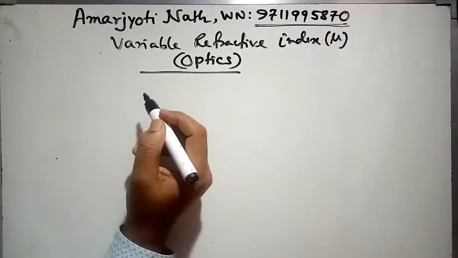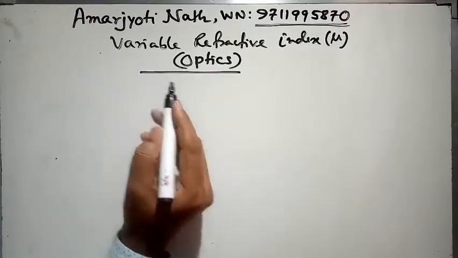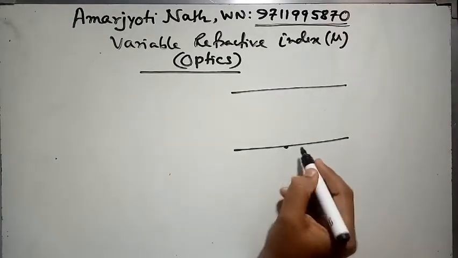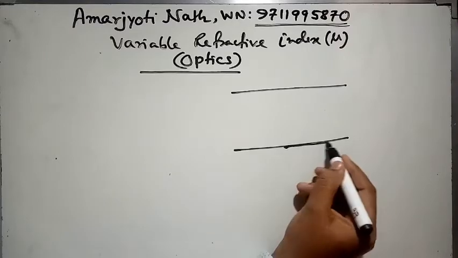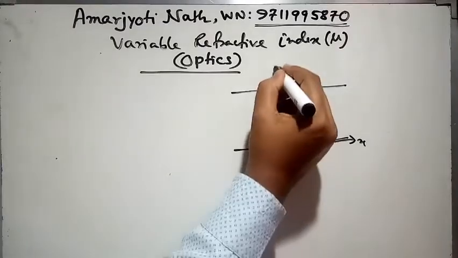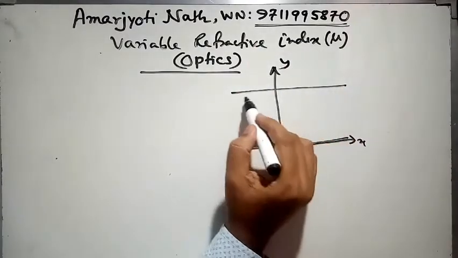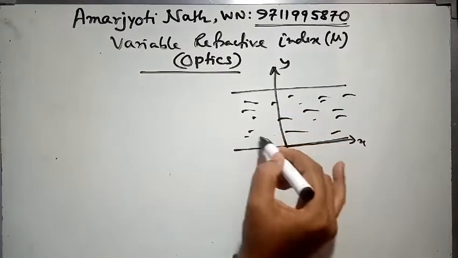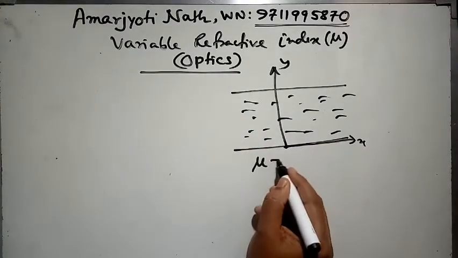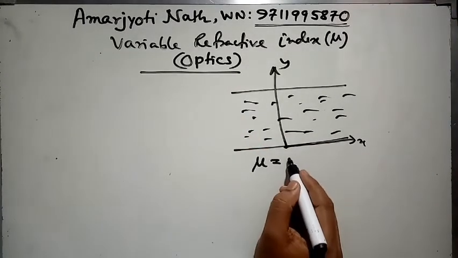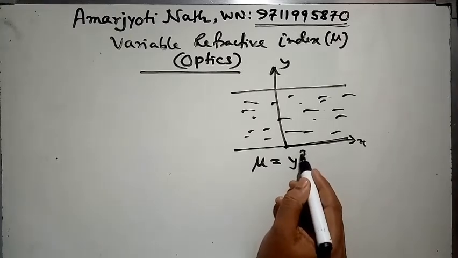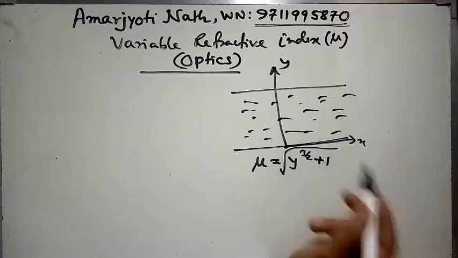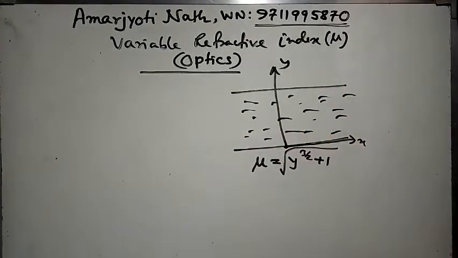Say one situation is there. This is the medium, say this is the origin of the axis, this is the x-axis, this is the y-axis. Say the refractive index of the medium is going on changing along y according to the relation mu equal to under root of y to the power 3 by 2 plus 1. It is changing like that.